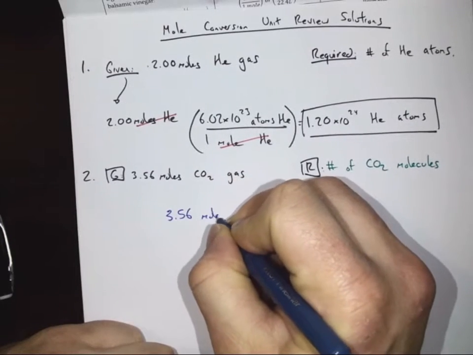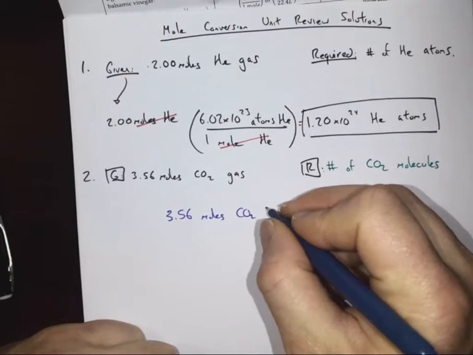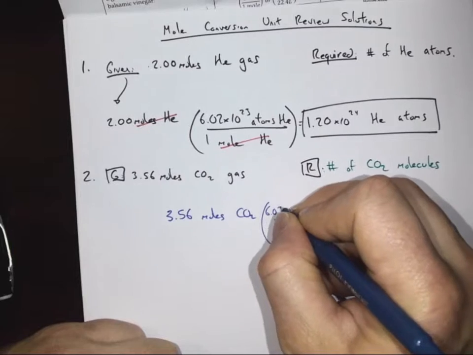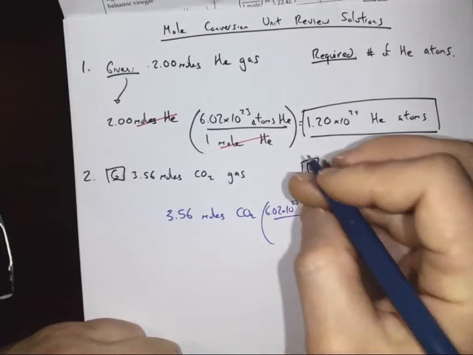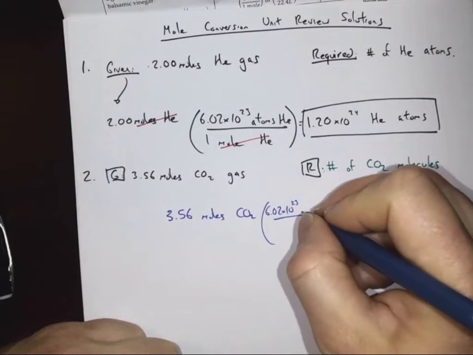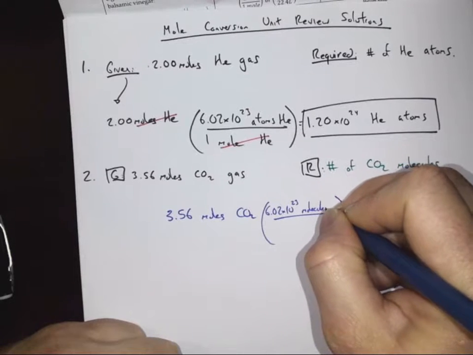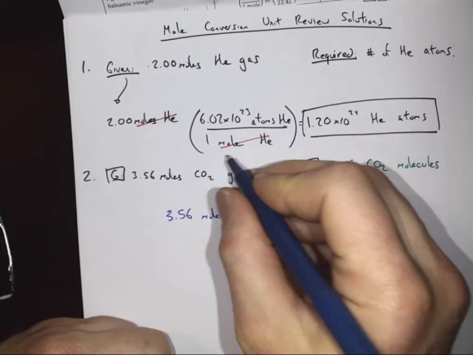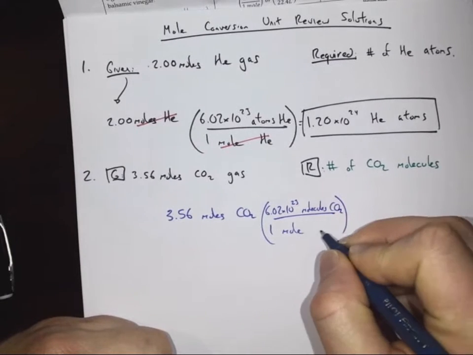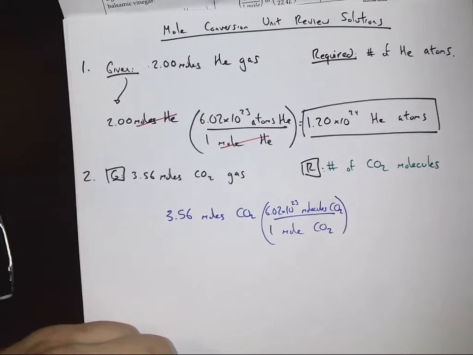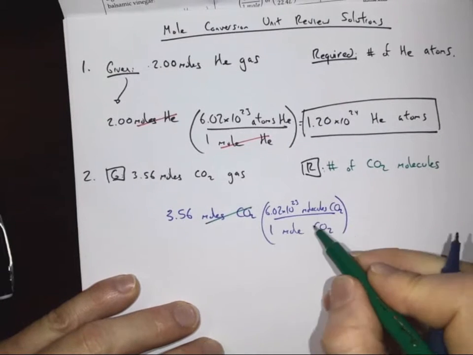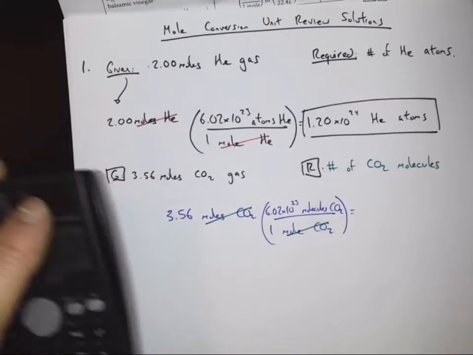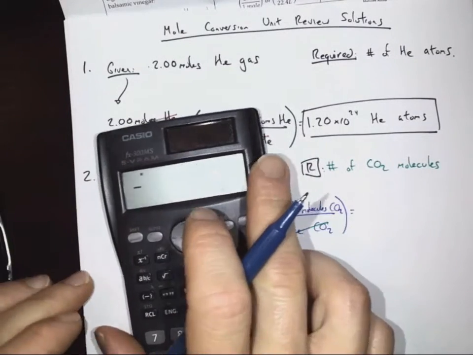3.56 moles CO2, and we'll just use the same conversion factor here. Now the difference being, we're talking about molecules this time. Molecules CO2, and we're going to divide it by 1 mole of CO2. And our moles cancel out. And again, we end up with a straight multiplication here. Again, very similar to the last question.